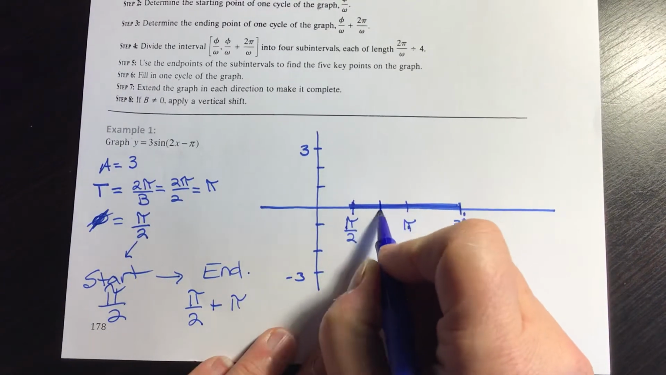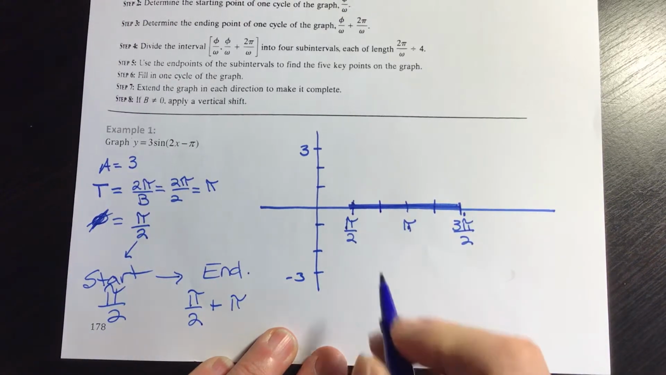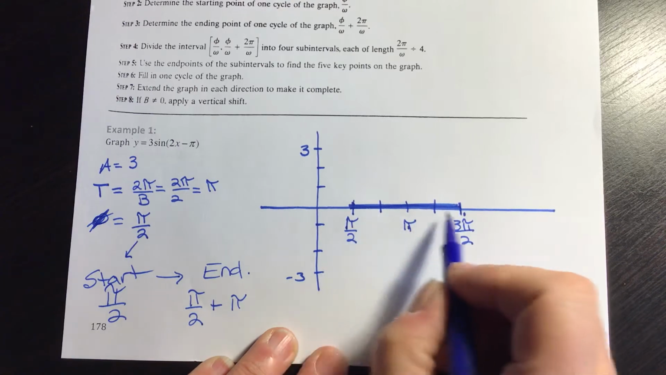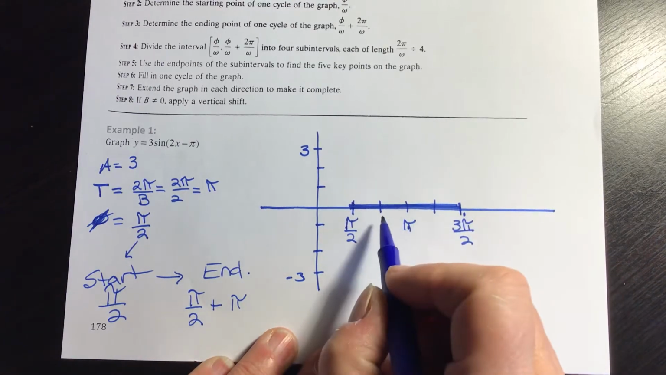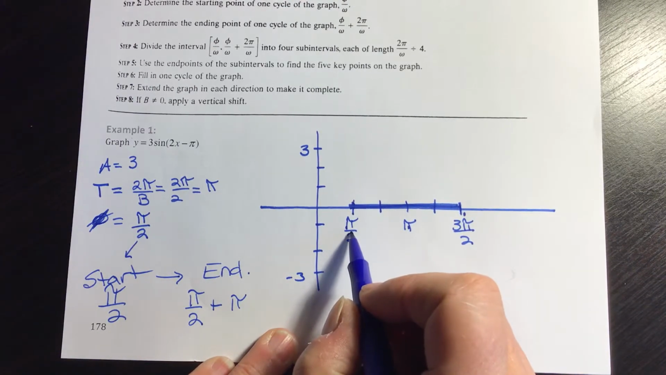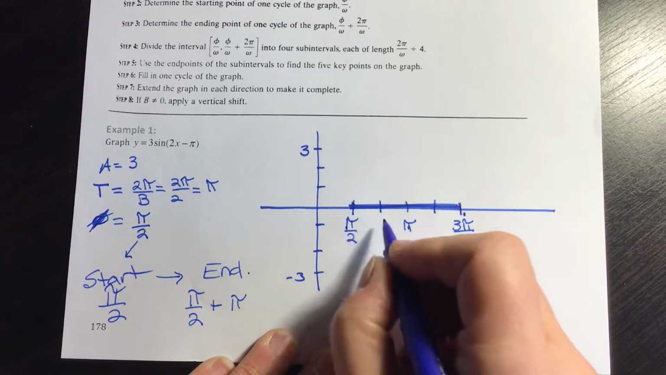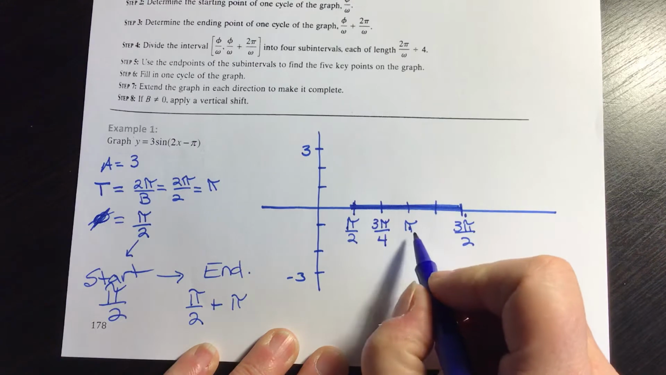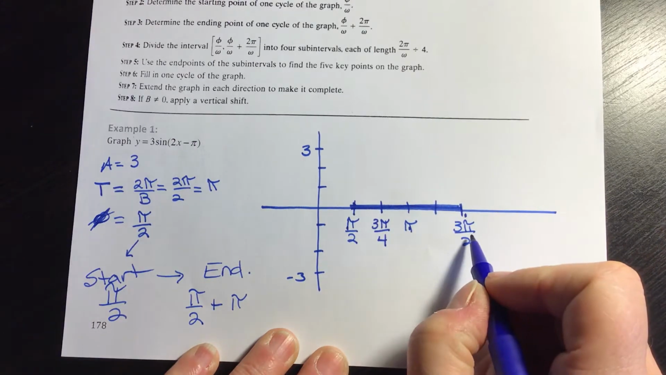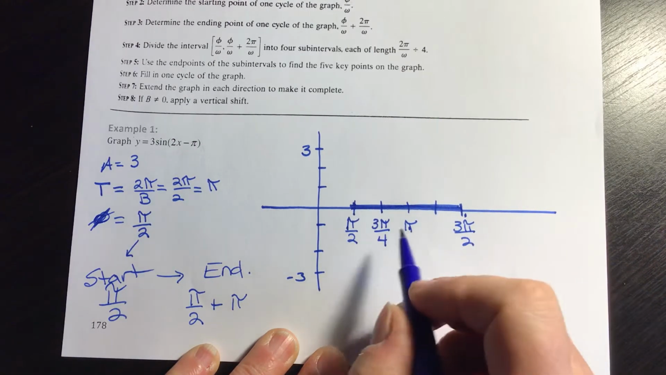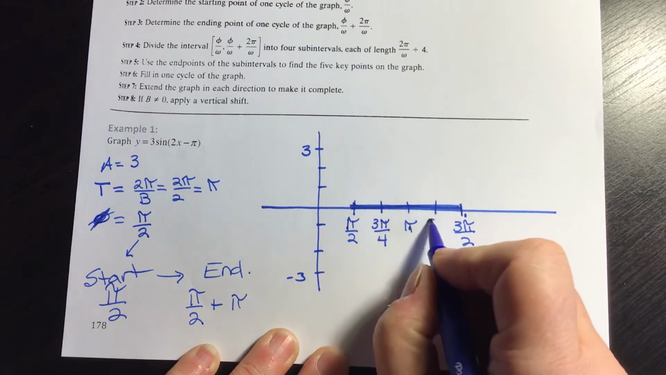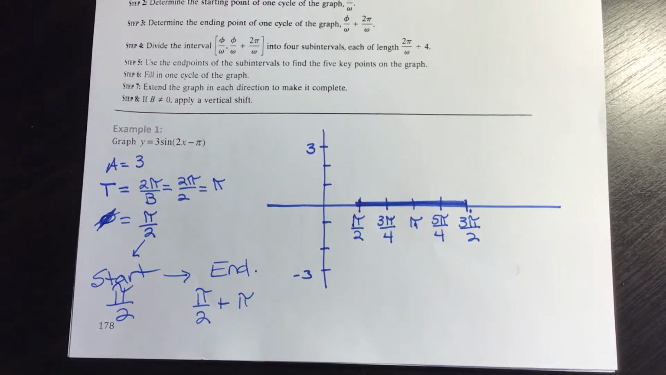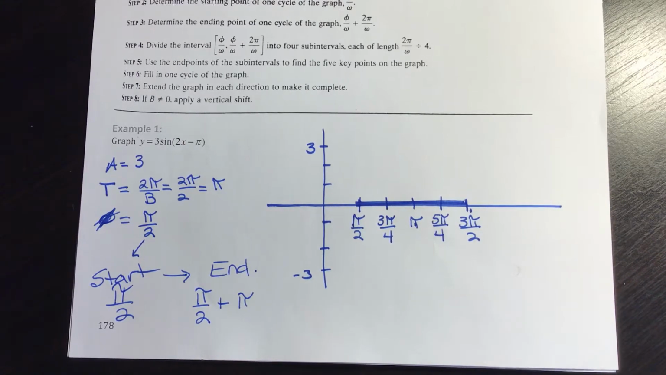Now remember, I do need to put in my 5 important points. So halfway between pi over 2 and pi is 3 pi over 4. And pi and 3 pi over 2 would be 5 pi over 4, if we were counting in quarters.